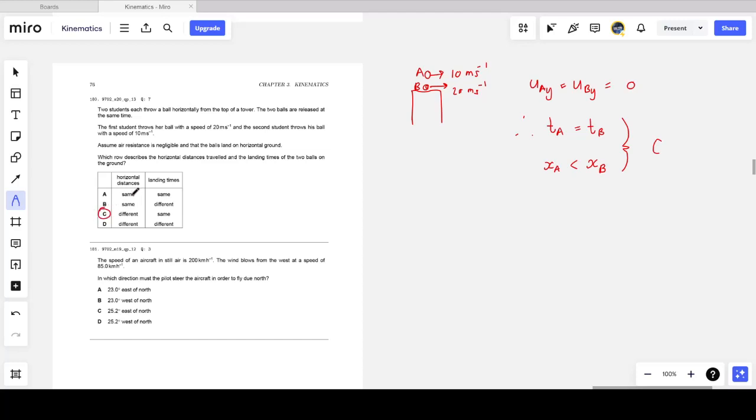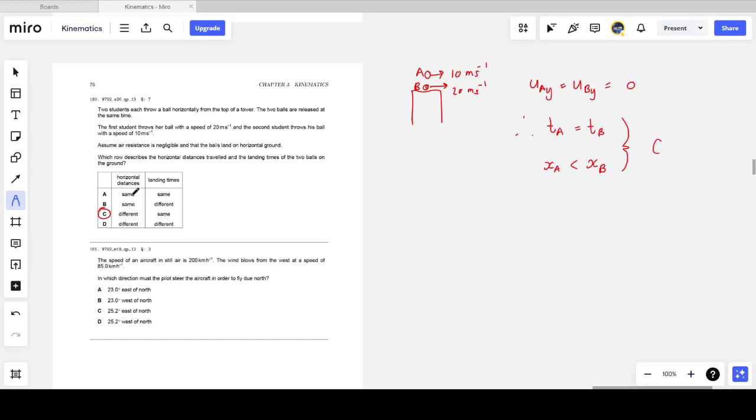Again, not too tricky. We've seen problems that are a lot more complicated than that. Okay, so that's how we go about making sure that when two objects are sent horizontally, their landing times will be exactly the same because there's no vertical component of velocities. And so they will just fall at the same rate, which is g.